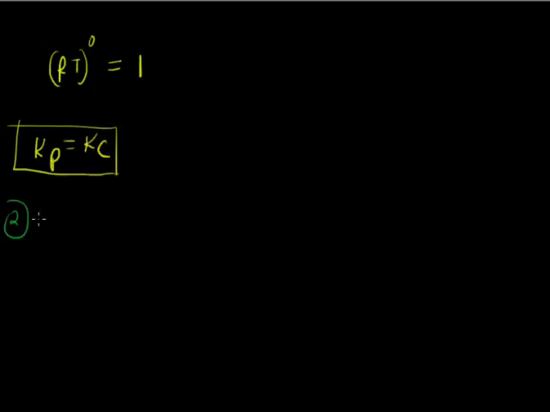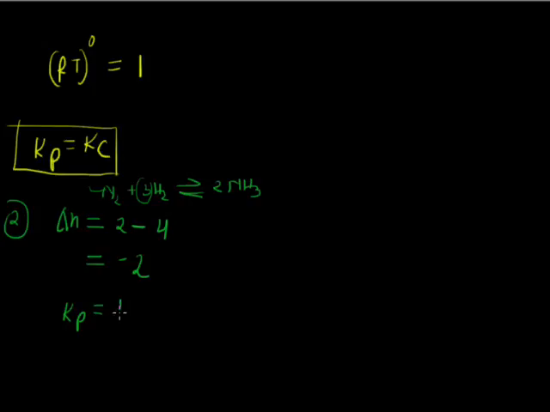In the second equation, N2 plus 3H2 gives 2NH3, delta N equals... Now here the product moles is 2, that is 2 moles of ammonia, and reactant moles is 4, that is 3 moles of hydrogen and 1 mole of nitrogen. So delta N equals 2 minus 4, it becomes minus 2. Now Kp equals Kc R to the power delta N, that becomes minus 2. Now we can write Kp equals Kc upon RT squared.